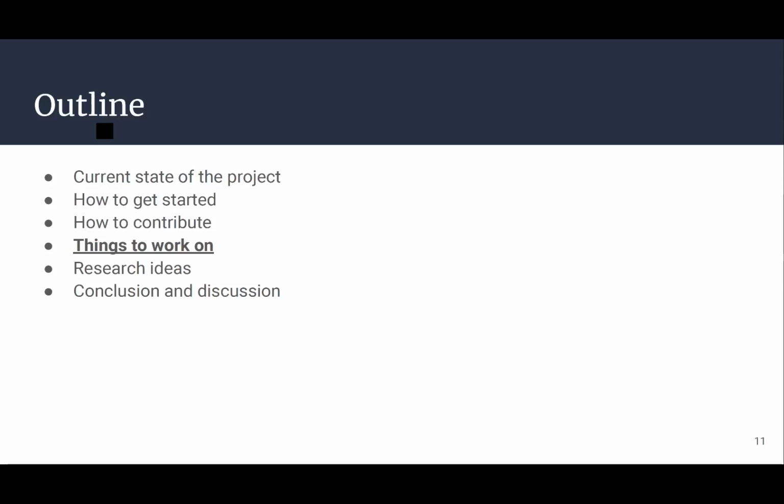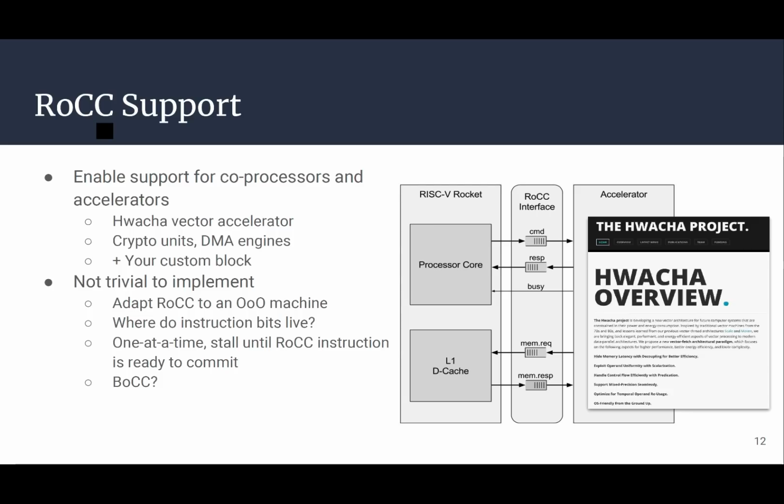All right, so now shifting gears a little bit, we're going to provide a list of some of the things which we are interested in working on. This list is by no means comprehensive. We try to identify features which we think would be useful for both our own research and might make BOOM more accessible or extensible to the community. Starting off, this is kind of low-hanging fruit: support the RoCC interface.